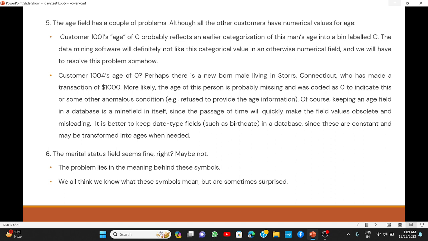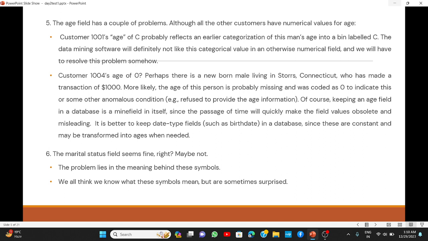Customer 1004's age of 0. Perhaps there is a newborn male living in Storrs, Connecticut who has made a transaction of $1,000. More likely, the age of this person is missing and was coded as 0 to indicate this or some other anomalous condition, for example, refusal to provide the age information.